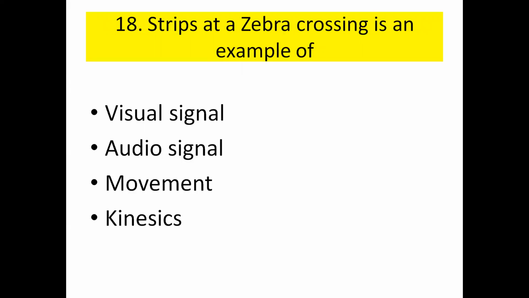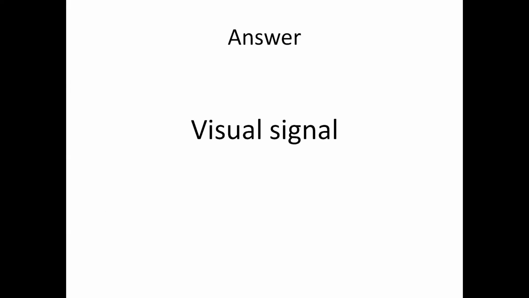Third question, number 18 for this particular group. Stripes at a zebra crossing is an example of visual signal, audio signal, movement, kinesis. Whichever you feel, zebra crossing, what kind of signal will this be? And if you have written the answer, to check your answer, this is the correct answer: visual signal, because zebra crossing, you see it.